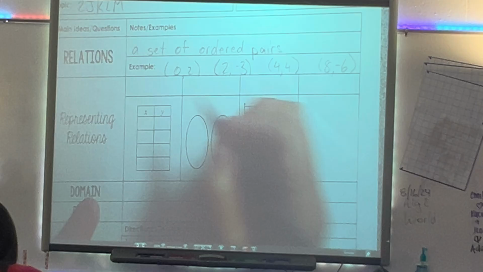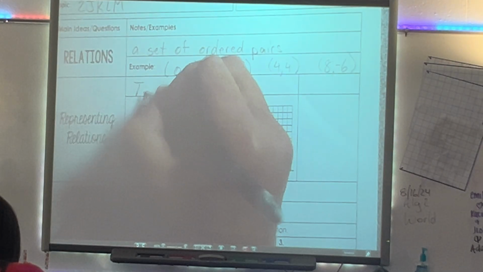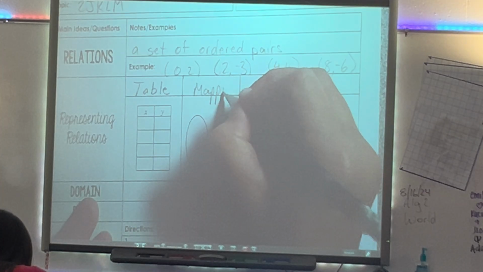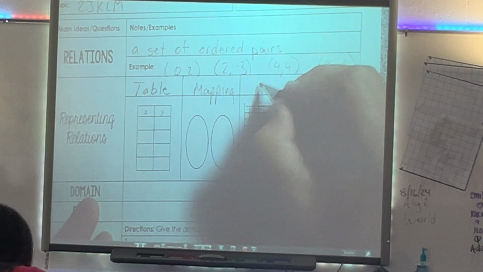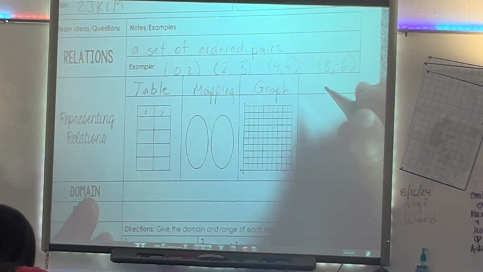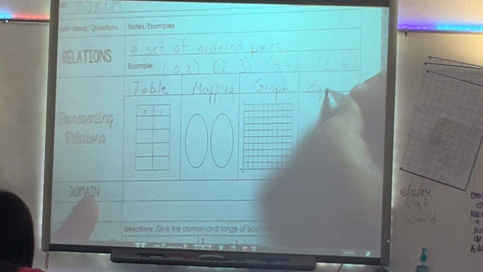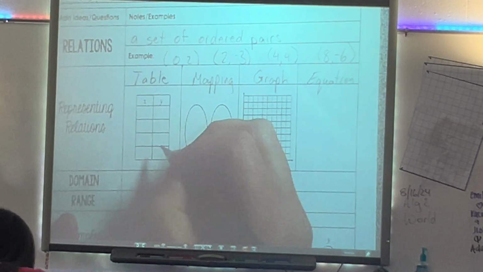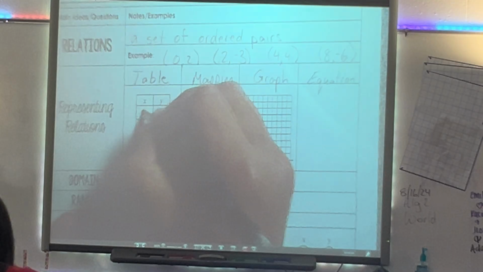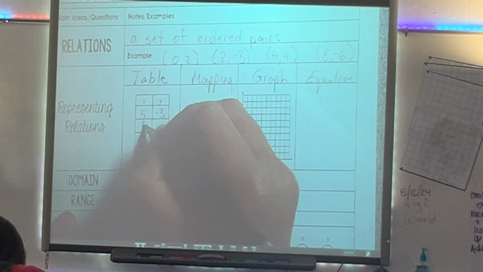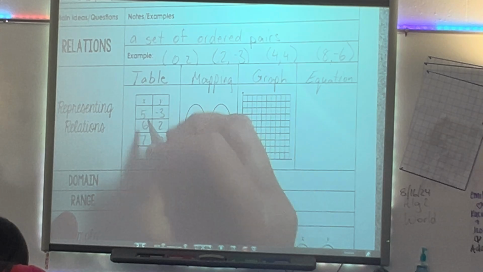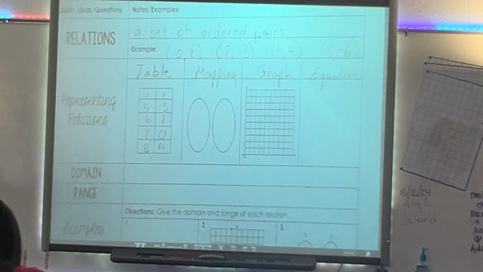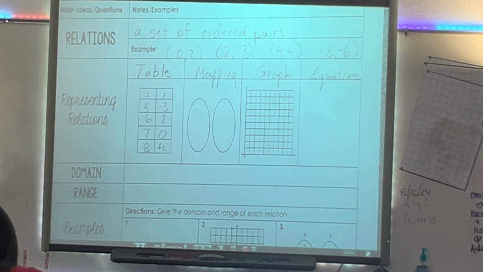So these can be changed and given to you as a table. You could be given a mapping, as you've seen. You could be given a graph, or you could be given an equation, the different representations. Obviously the table, I'm not using these same numbers. I'm just gonna do 5, -3, 6, 2, 7, 0, 8, and 4. So it's just a table of values. It doesn't necessarily have to represent anything specific at this moment.